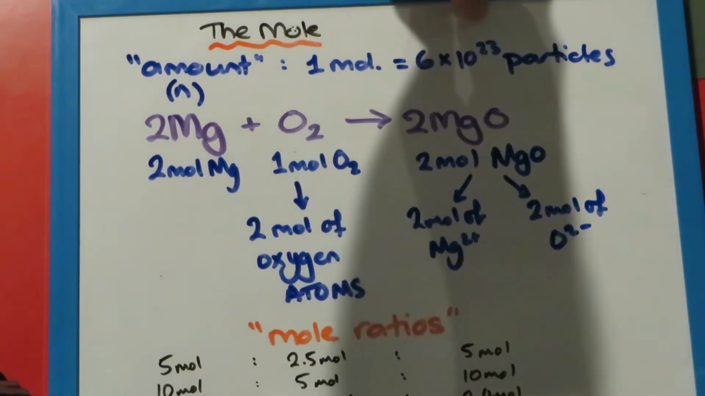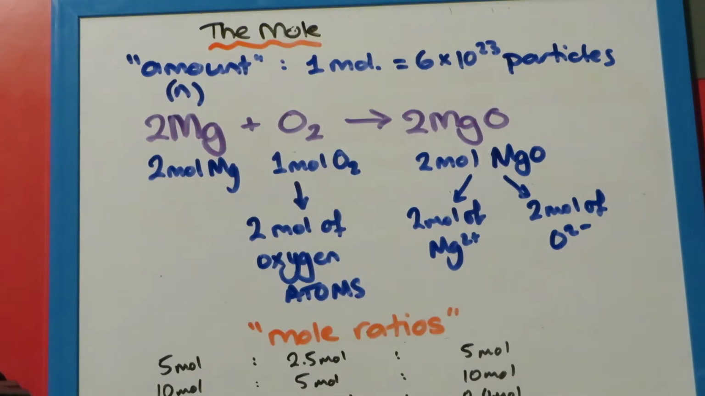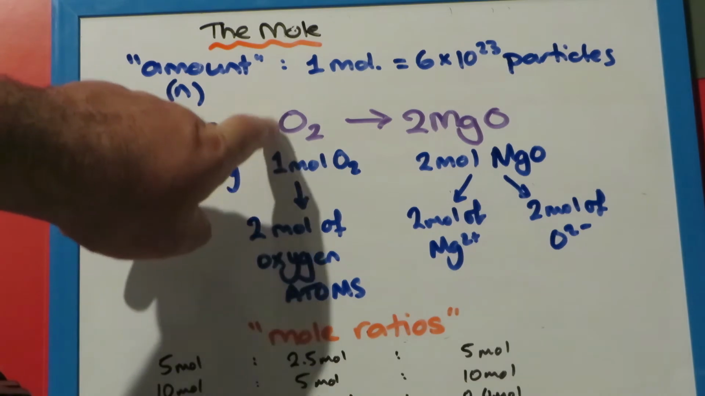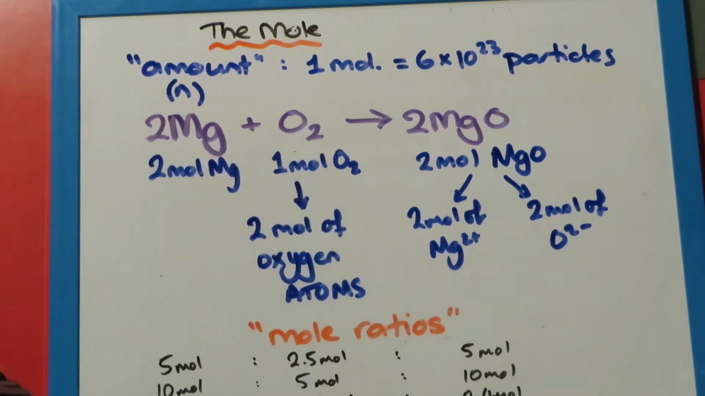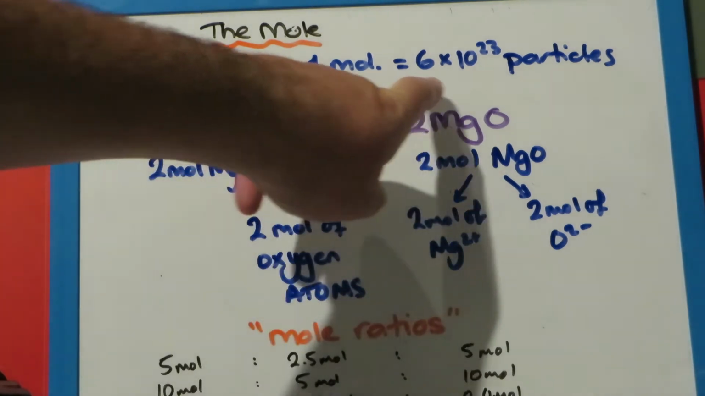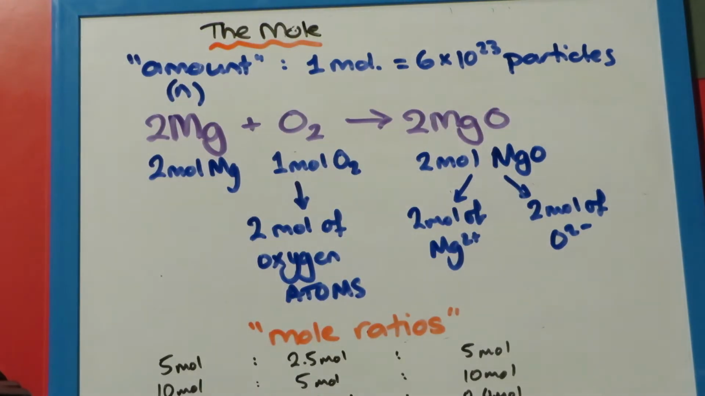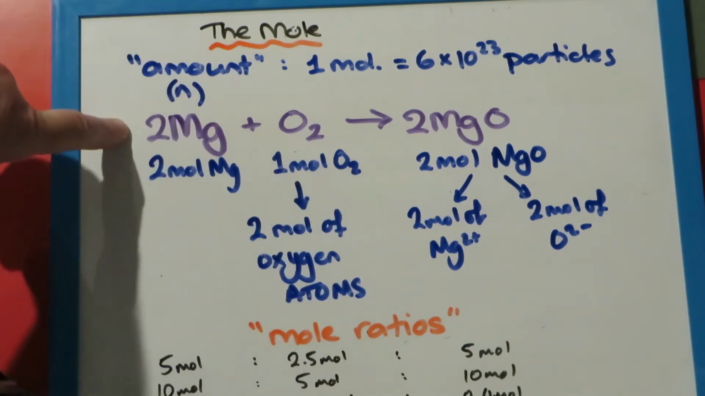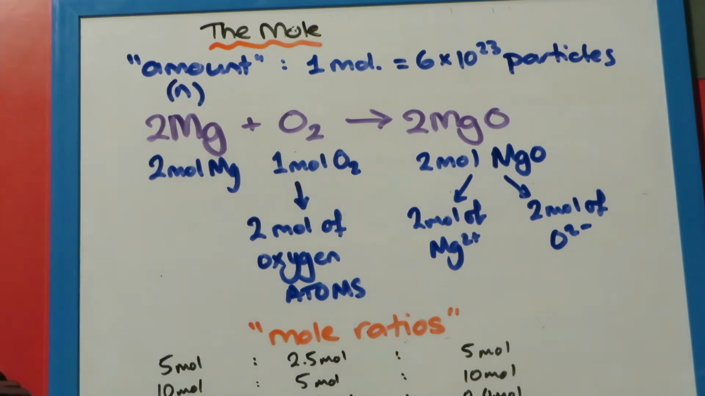This number here, 6 times 10 to the power of 23, is equivalent to having a 1 in front of something in an equation, so no number in front of something in an equation. So this is 1 mole of O2, which means it's that many oxygen molecules. So you can see why we don't write 6 times 10 to the power of 23 in front of that and 1.2 times 10 to the power of 24 in front of that. We just simplify it as a mole.